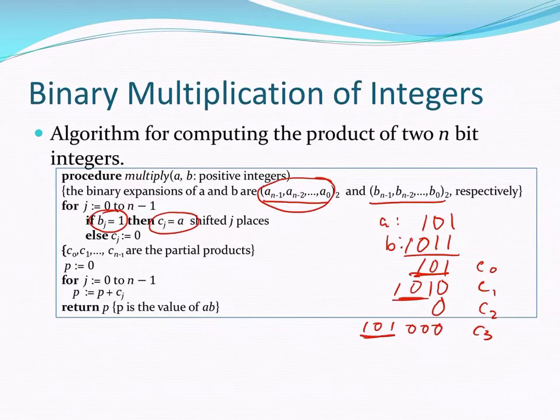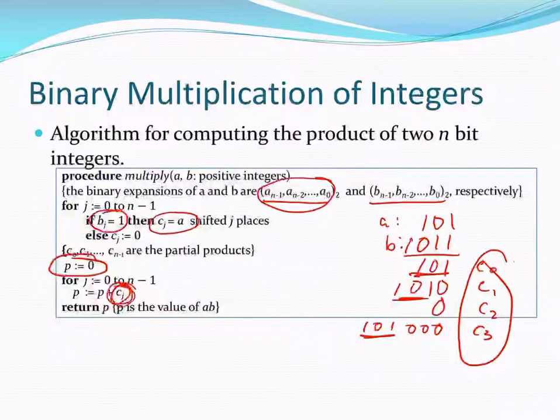Now, what we're going to do is take all of these c sub j's and accumulate them into this p variable here. And so we'll start with j equals 0 and add c sub 0 to p, and then we'll add c sub 1 to p, then we'll add c sub 2 to p, and eventually p will accumulate all of these c sub j's. Well, what we don't see here is that this is an addition, but it's not our binary addition algorithm. We're just basically adding these numbers.